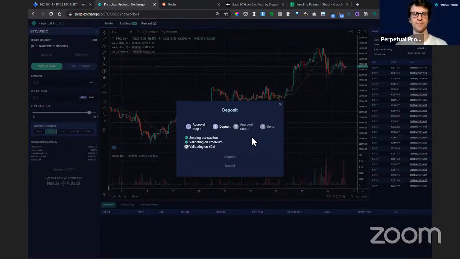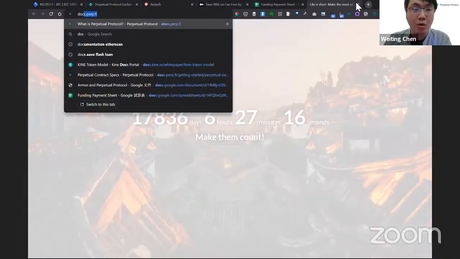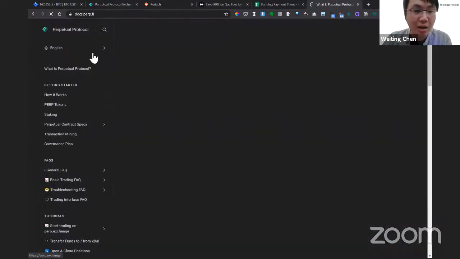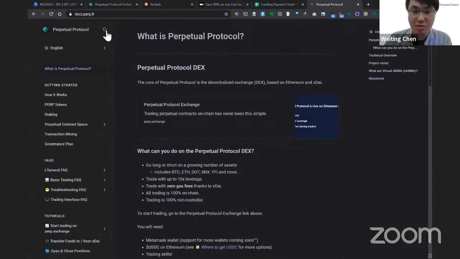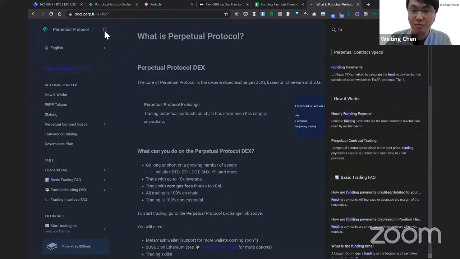Exactly. And while we are waiting for it to validate on xDai, I think we previously had another question regarding how we calculate the funding payments. We have documentation on docs.perp.fi, which is quite detailed. Let me just find funding payments. Oops, funding rate.